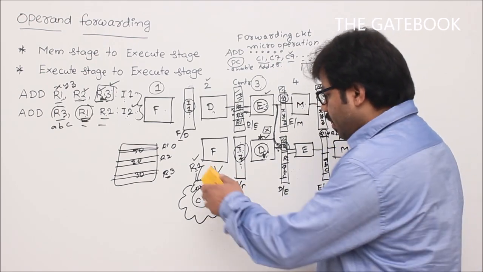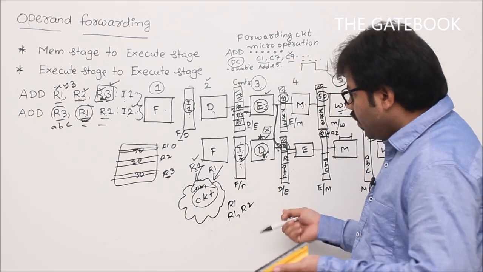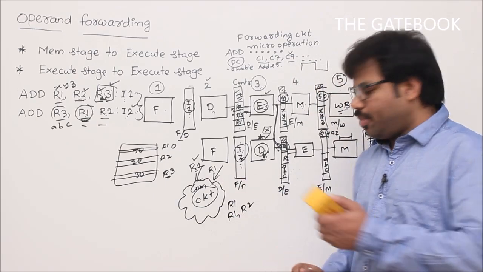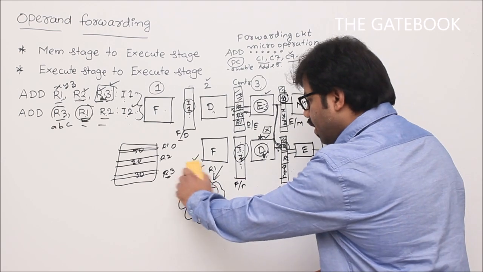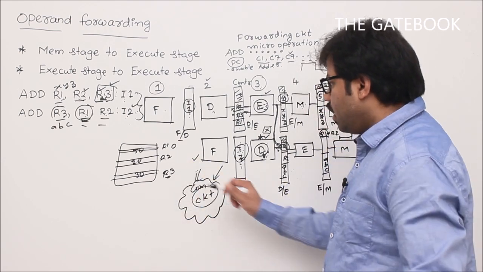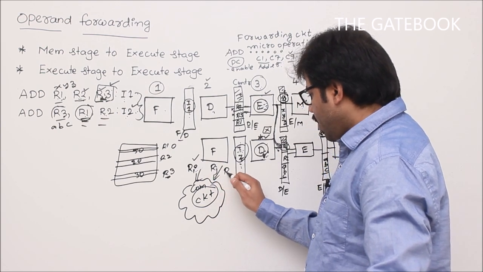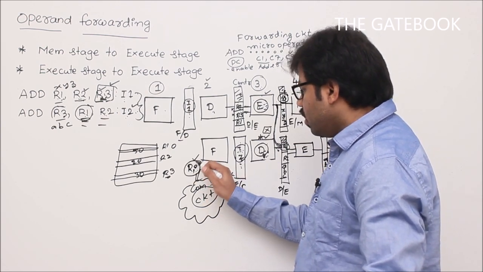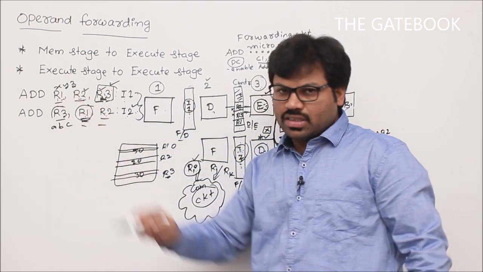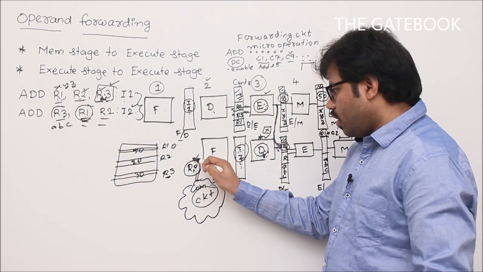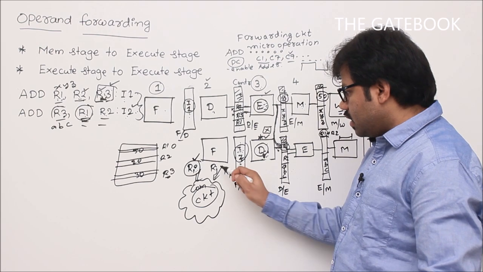But sir, already we know that they are matching, right? Why should we compare? Generally it will be like this: Ri, Rj, Rk. Ri is the source identifier from the first instruction, and Rk is the destination identifier from the first instruction.